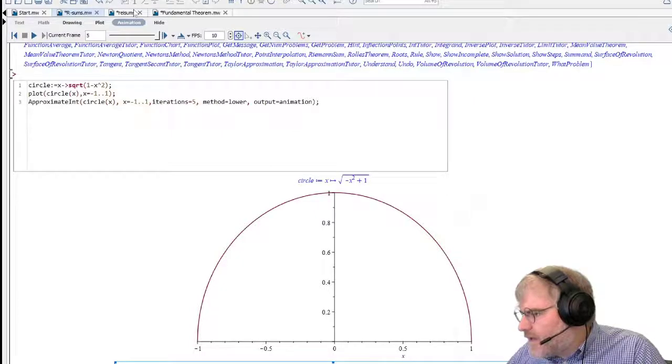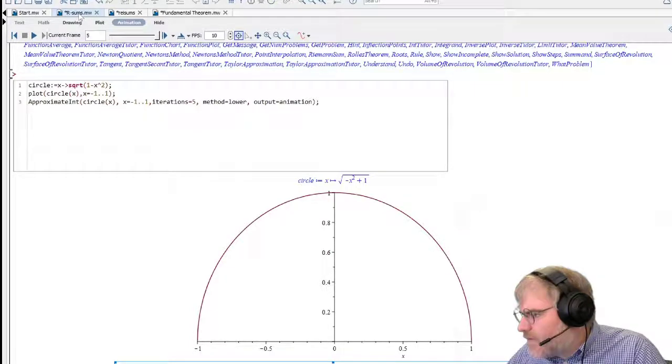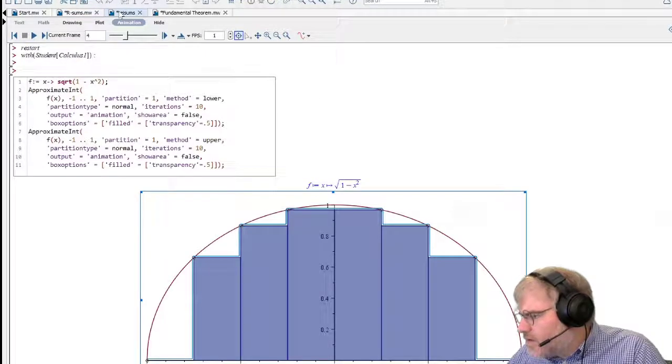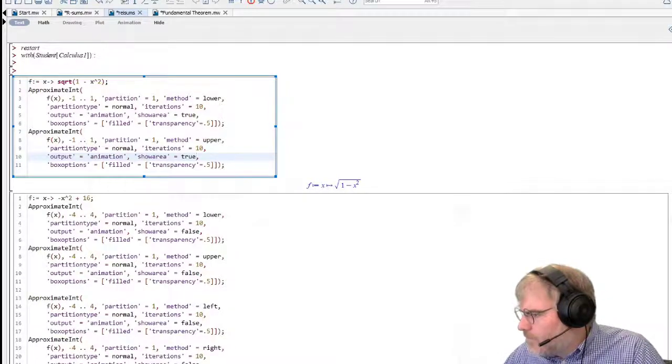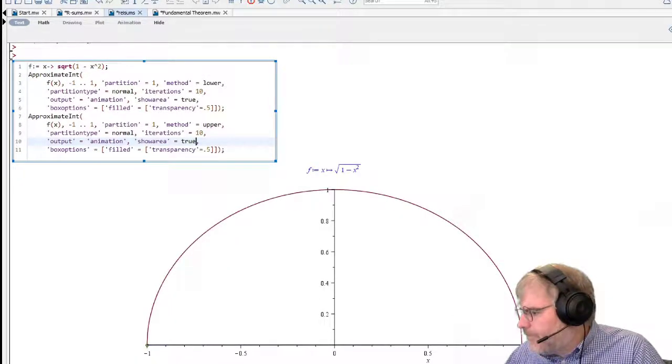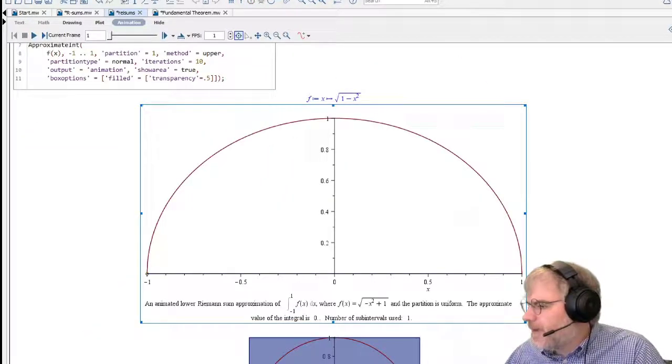I've got a prox int there. Did I use that same thing? Yes, I did. So, approximate iterations. Method lower, normal, iterations, output equals animation, show area. I want that to be true. There we go. So right now, my estimate of the area is this.